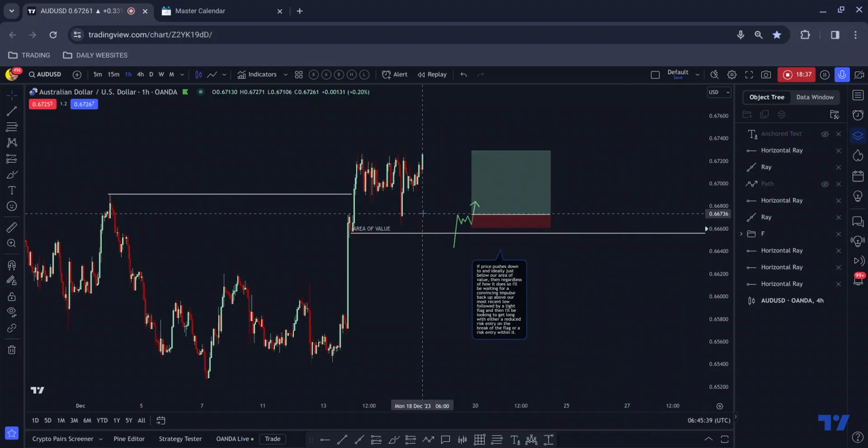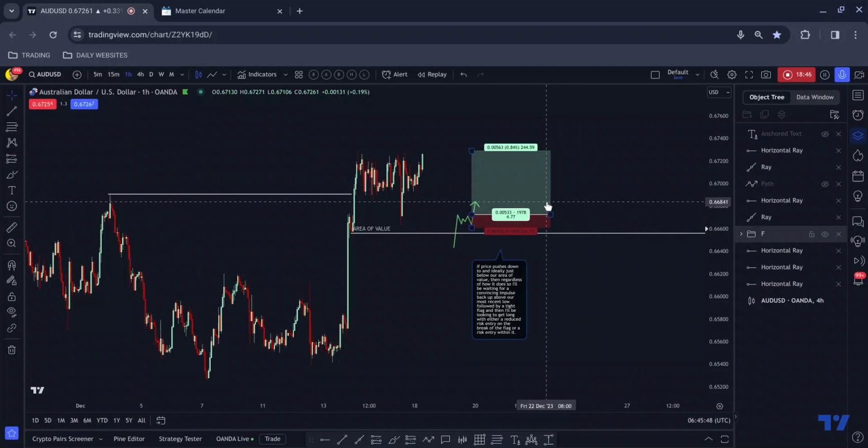But I will nevertheless be checking my alerts if they trigger to see if any of these entries shape up, and I will be on the ball as long as I'm at my charts or near my computer screen so that I can potentially place a trade. But that is what I'm going to be looking for today, folks.